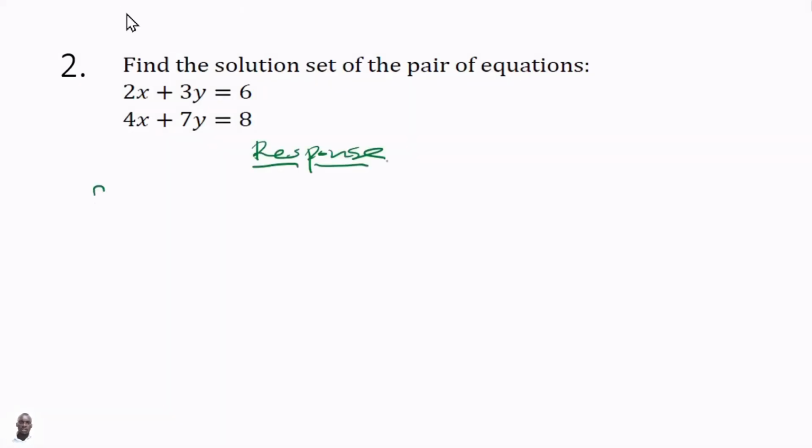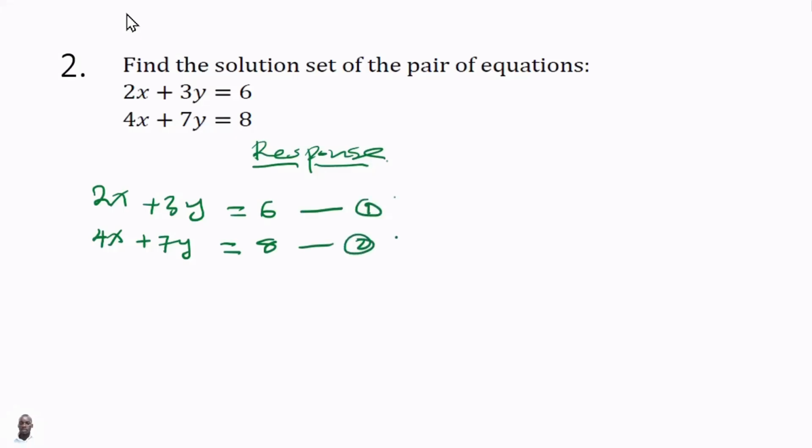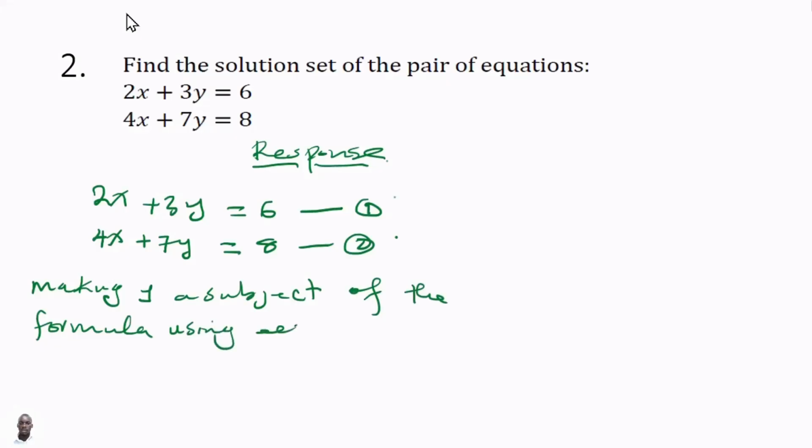So we have our equation, 2x plus 3y equals 6. Then 4x plus 7y equals 8. We can name this first equation, equation 1. Then this automatically becomes equation 2. We can decide to make x the subject or y whatsoever. But since in the first number we made x the subject, let us try to make y the subject using equation 1.